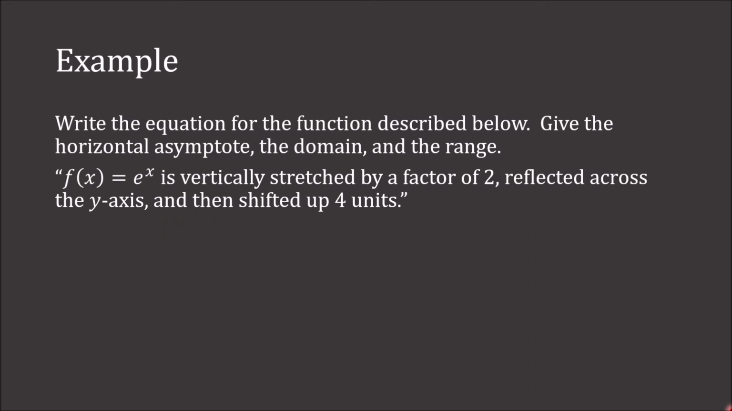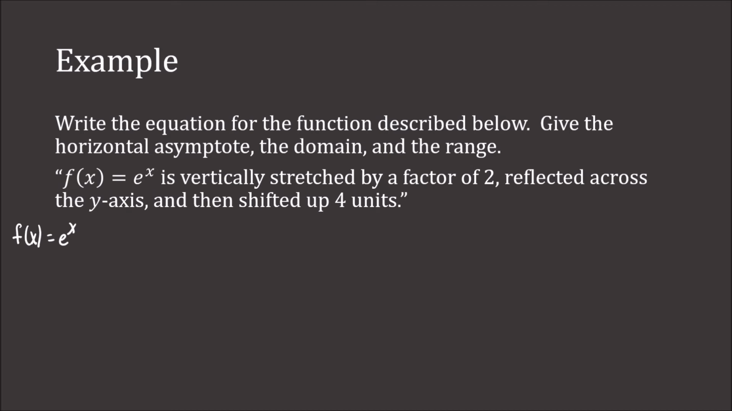So write the equation of the function described below, then give the horizontal asymptote, domain, and the range. f of x equals e to the x is vertically stretched by a factor of 2, reflected across the y-axis, and then shifted up 4 units. All right, so we know that we're starting with e to the x.